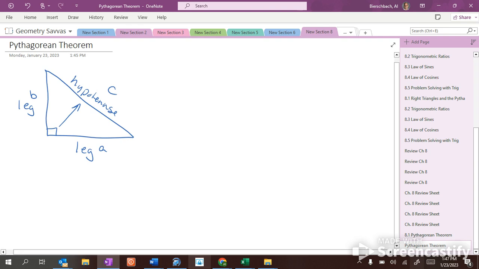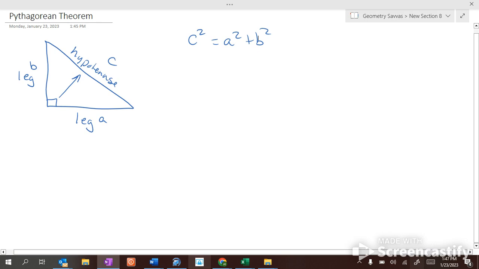So then, C squared equals A squared plus B squared. C squared equals A squared plus B squared. Okay. Do not write it as A squared plus B squared equals C squared, because when we get to figuring out whether it's an obtuse or an acute triangle, we want it in this order.